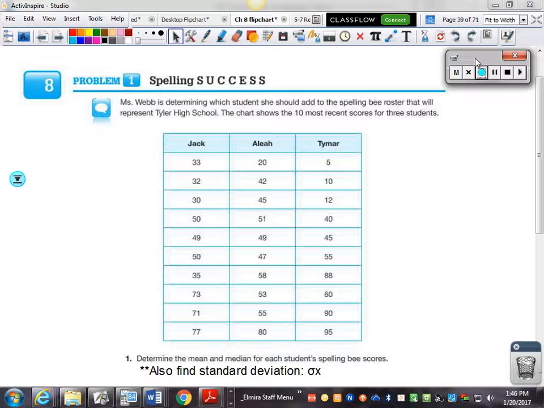Now, if your data is symmetric, you're not going to use the median for your measure of central tendency. You're going to use the mean. And the value that tells how accurate or how confident you can be in using the mean to predict the outcome of future data is called standard deviation. Standard deviation is something that your calculator does for you.